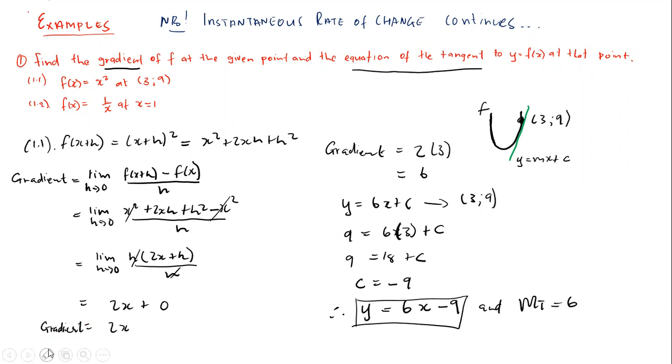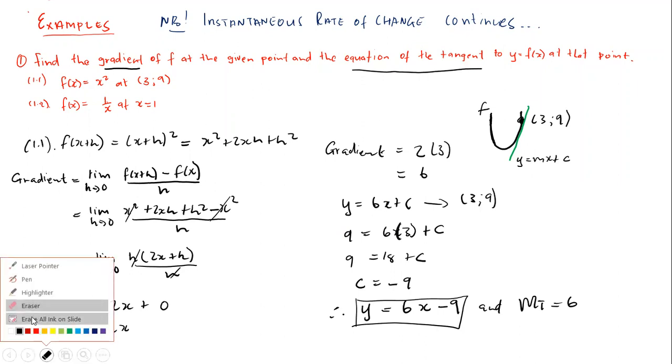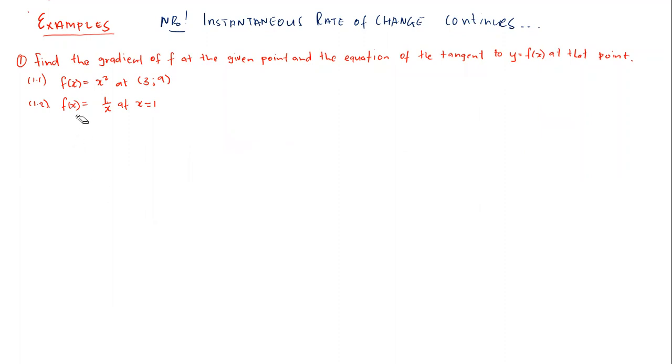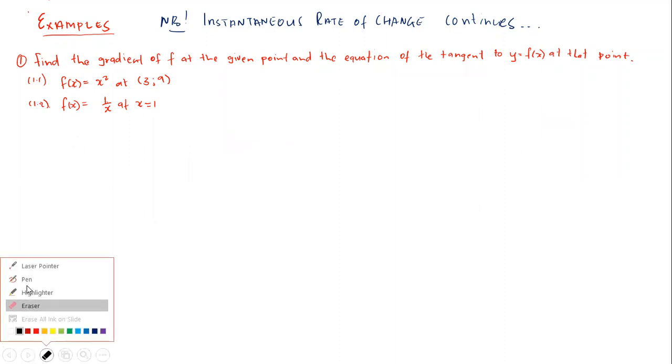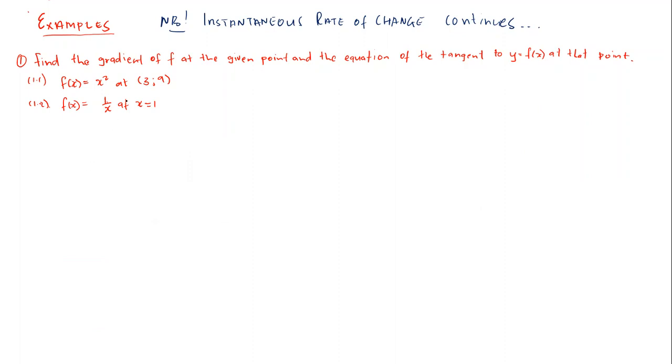Now let us move to 1.2. So 1.2, it's almost the same thing, just that here we are talking about the hyperbolic function. This is also a graph of a hyperbolic function where both asymptotes are 0. We know a hyperbolic function has y and x asymptotes. So now let us try to determine the gradient. Remember the gradient of a tangent on a curve and the equation of that tangent.